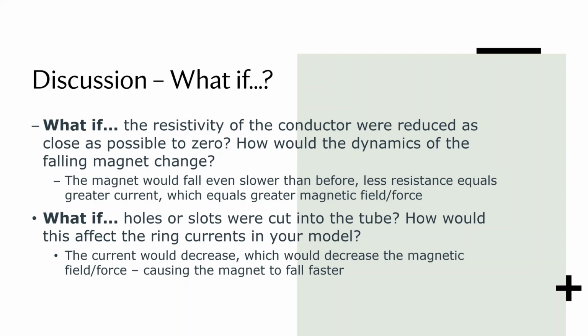And then what if holes or slots were cut into the tube? How would this affect the ring currents in your model? The current would decrease, which would decrease the magnetic field or force, causing the magnet to fall faster.